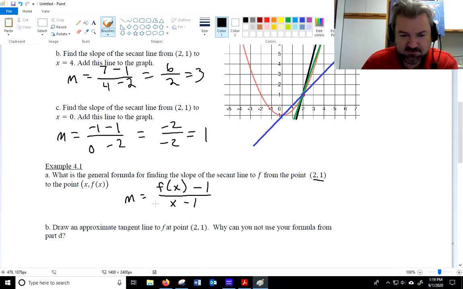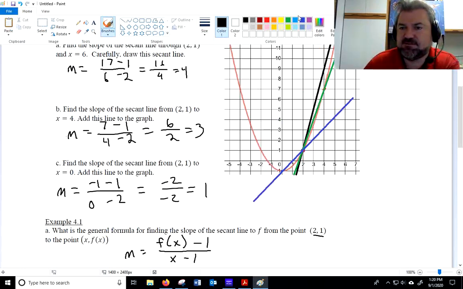Okay, now draw a tangent line to f at point (2, 1). Why can you not use your formula from part A? Well, let's see here. Let's draw a tangent line. I'll use brown, I guess. Kind of run out of the pretty colors.